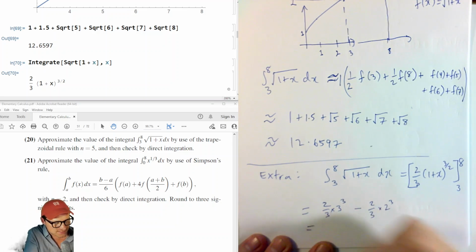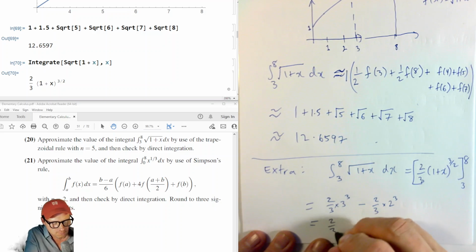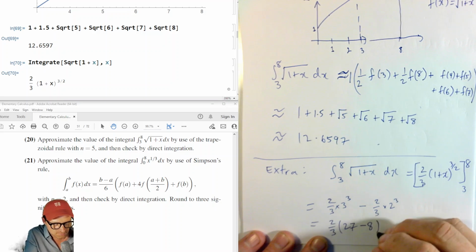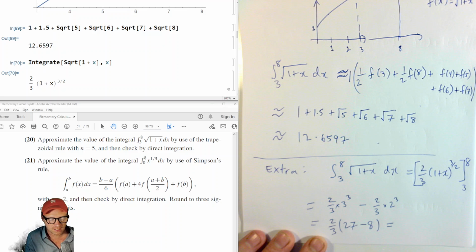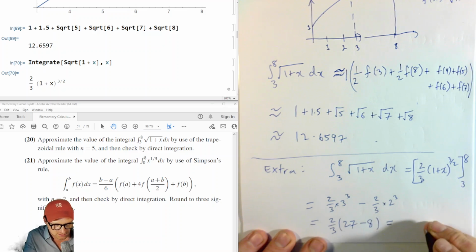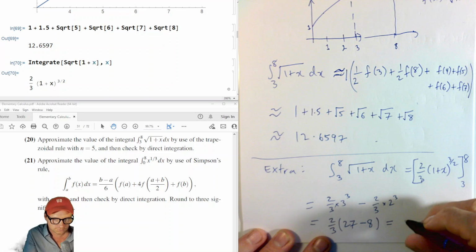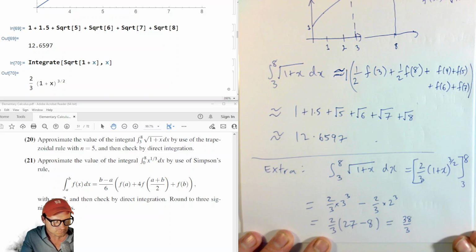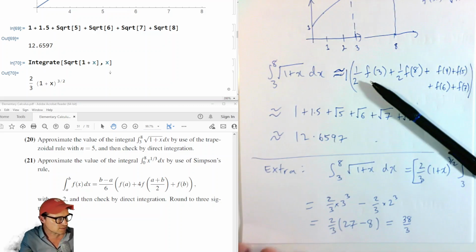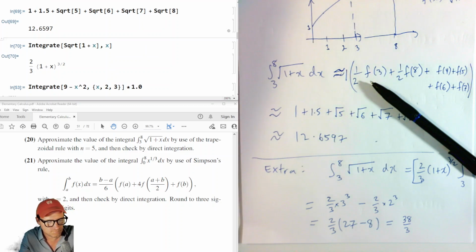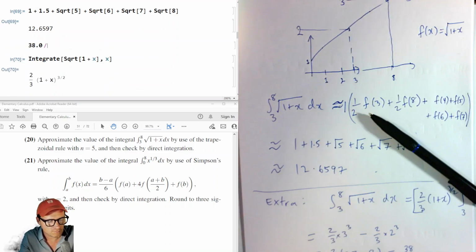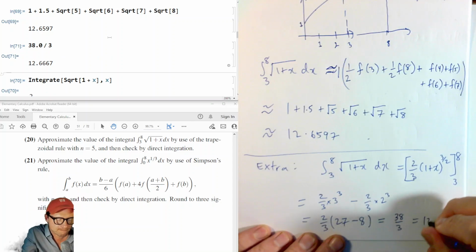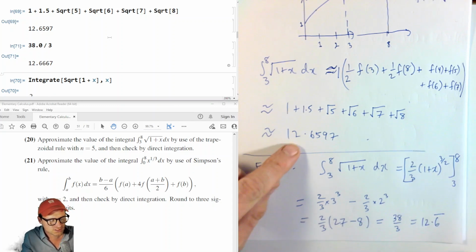And so we can factorize out a common 2/3. So we have 27 minus 8. 27 minus 8 gives us 19. 19 times 2 is 38. So 38 over 3. Okay, let's estimate that numerically. And so we get 12.6 recurring, which is quite close to this.